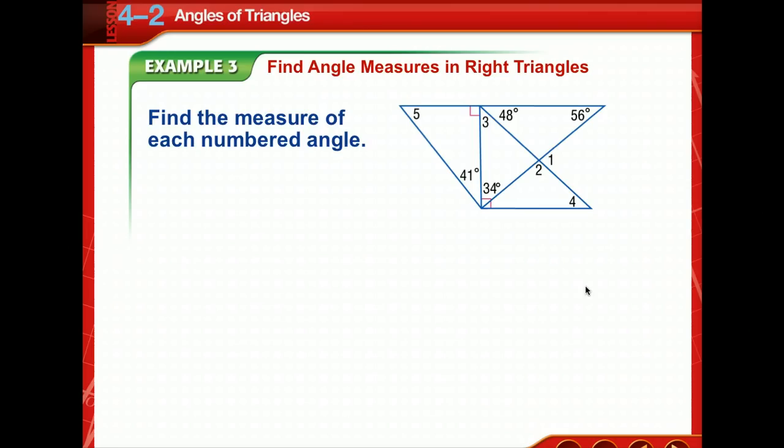So let's find the measure of each numbered angle. Boy, this looks convoluted, doesn't it? Why don't you pause for a moment, take a minute to draw this down yourself so you can label and see where we're going.